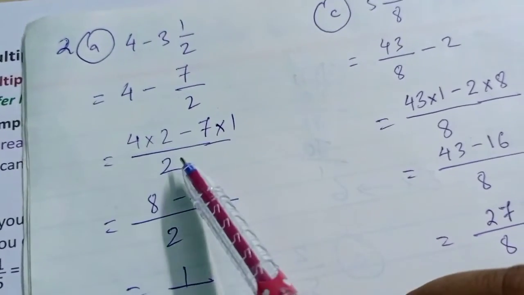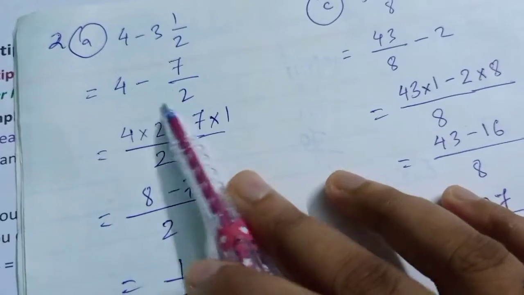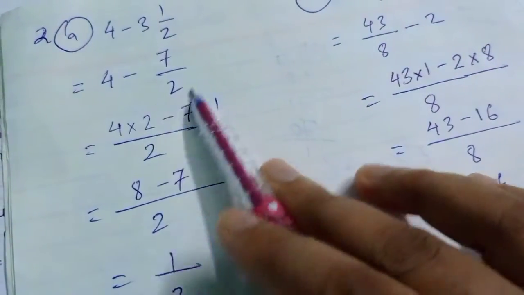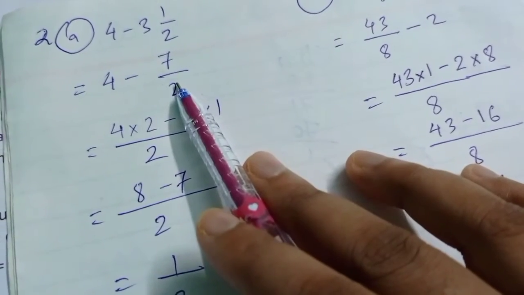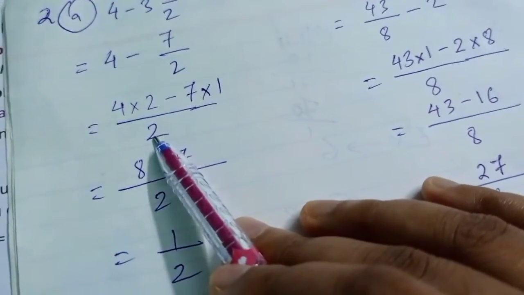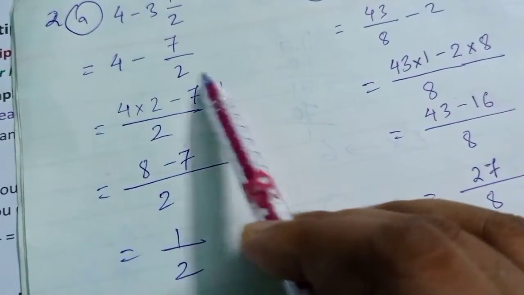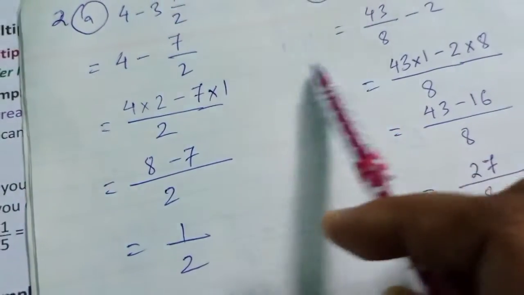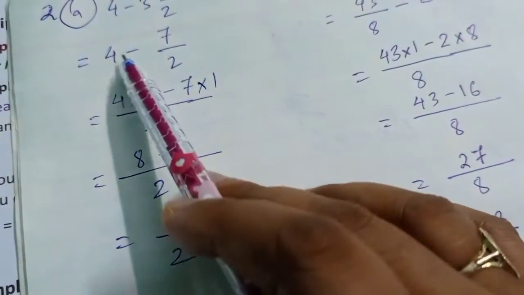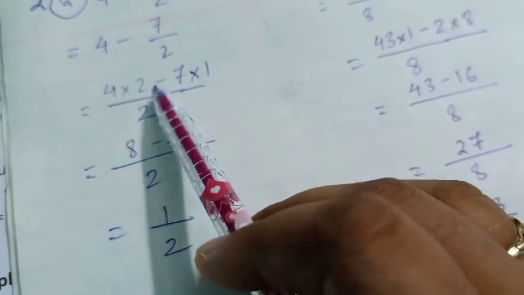To make it easy, if this type of question comes, the LCM is whatever the denominator is. So you have got 2. If you do the LCM of 1 and 2, you will get 2 only. Now what will you do? 4 into 2, because 1 is here, right? So 1 into 2 is 2.